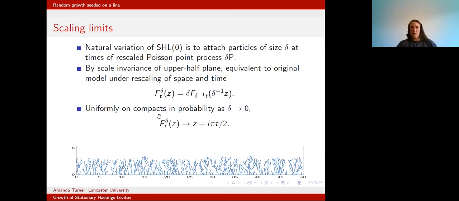And what we can show is that uniformly on compacts, this does correspond to just a flat interface. So the small particle limit does just give us a flat interface that grows up linearly in time with rate given by pi over 2.